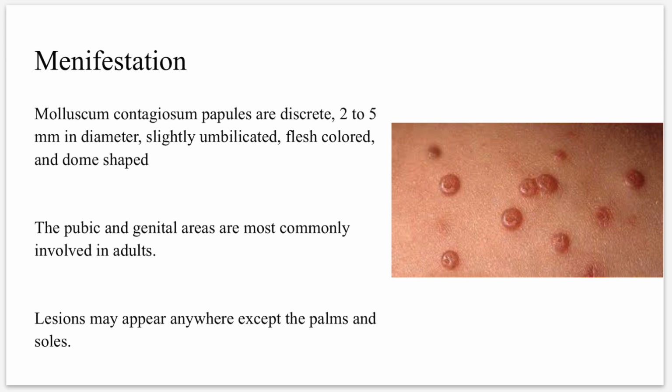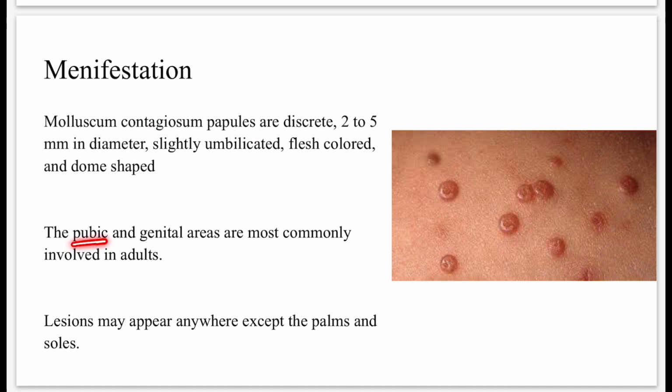So they have features slightly different from others, like the slight umbilication. Maybe umbilication happens in other diseases as well. We will talk about them in the differentials. But they are flesh colored and dome shaped. These are specific for molluscum contagiosum, and these are papules, and you should remember the size. Generally, they involve the pubic and genital areas in adults, but it can appear anywhere in the body, but never on the palms and never on the soles.